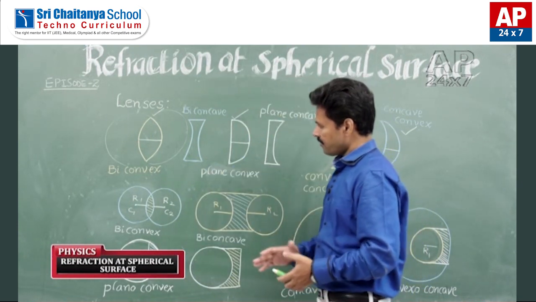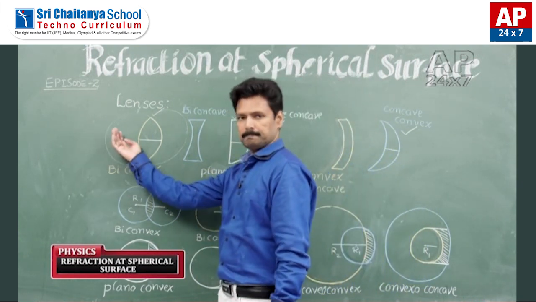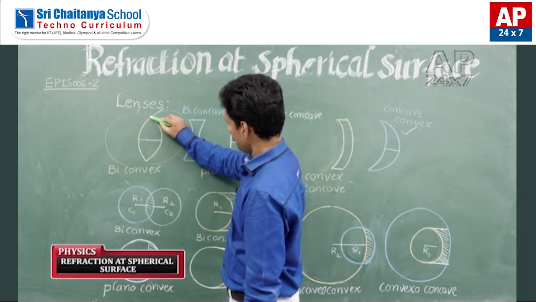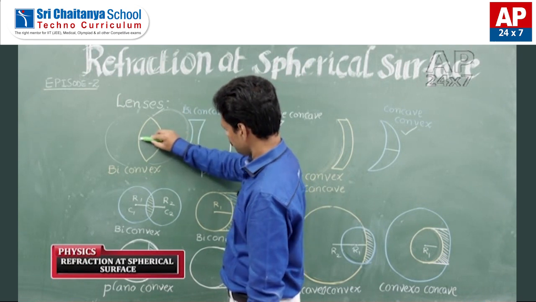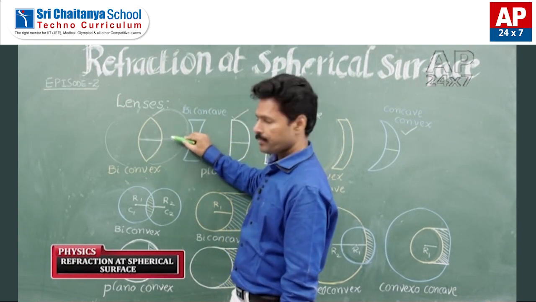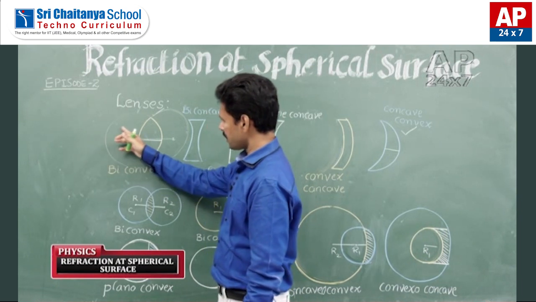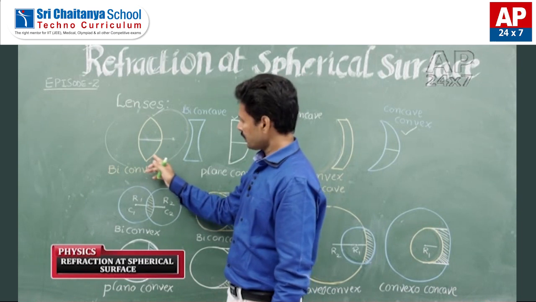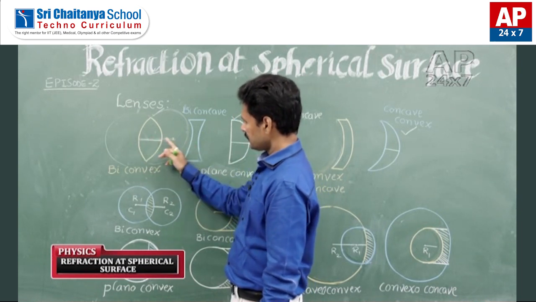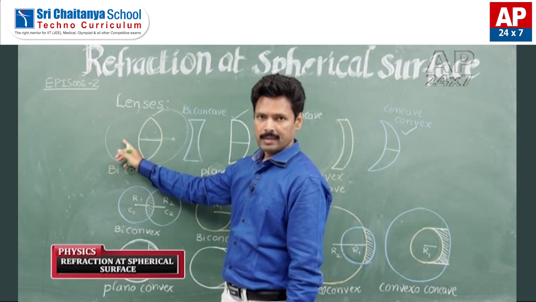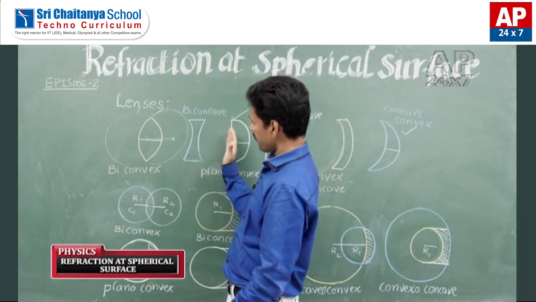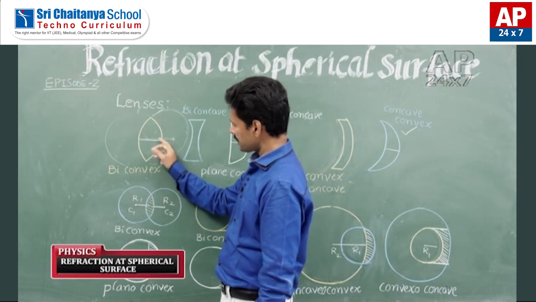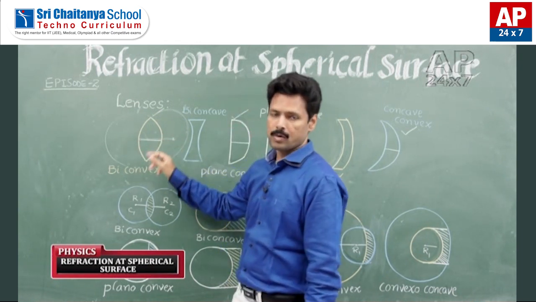For example, if light rays are coming from the left side, that means they are first incident on this surface, so this will be R1. Are you getting it? When light rays fall on this surface, in such a case this will be that sphere. Then this is R1, and this becomes R2. Suppose light rays are falling from this side, then this is now the first surface. Therefore, this is R1 and this is R2.